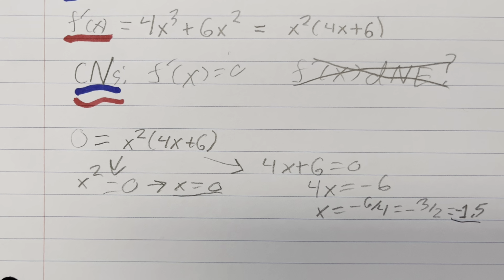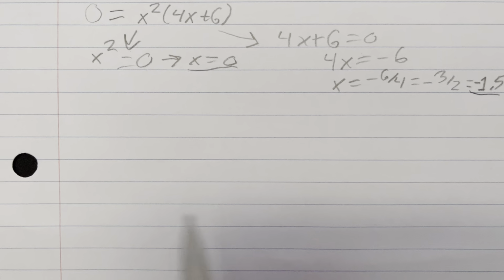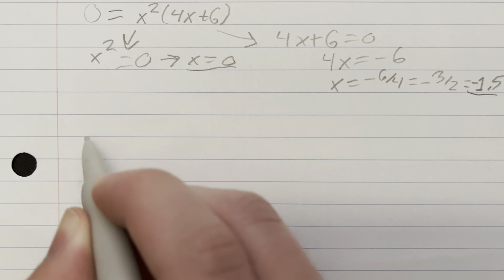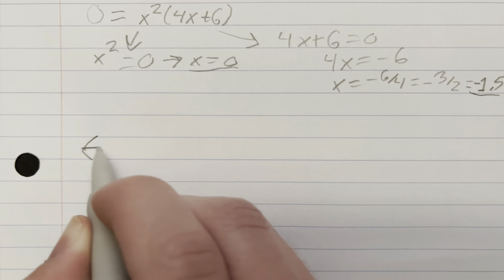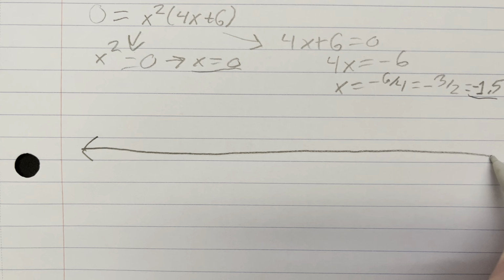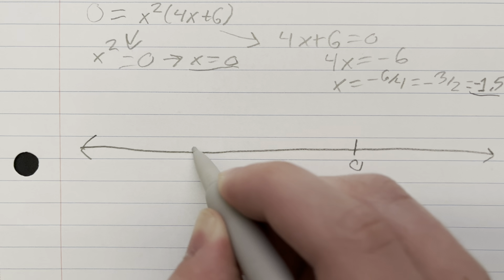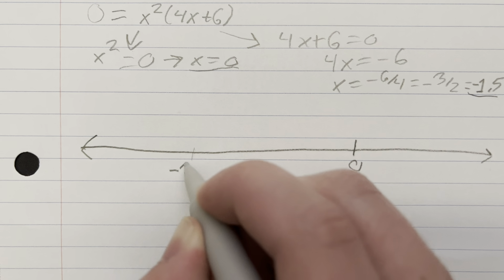Now my next step for solving these is making our number line with our critical numbers as little tick marks on our number line, right? I'm going to have 0 be right about here. I'm going to have negative 1.5.